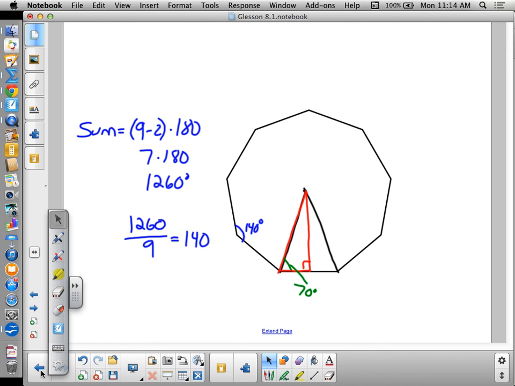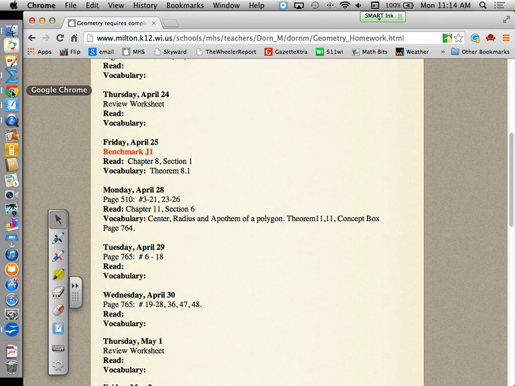So, your assignment, page 510. So we are going back. Problems 3 through 21 and 23 through 26. They should be fairly easy. And then we're jumping up to chapter 11, section 6. And we've got this wonderful word here called the apothem of a polygon.